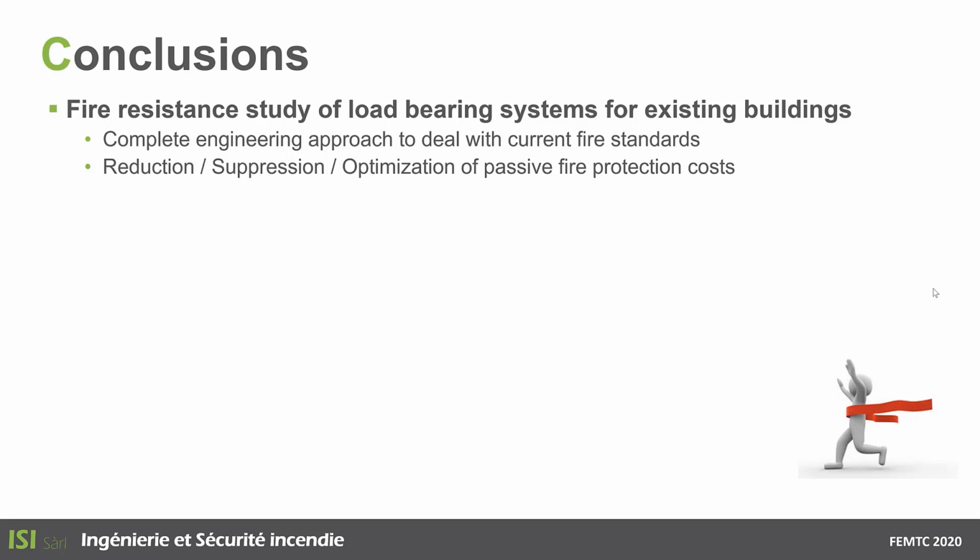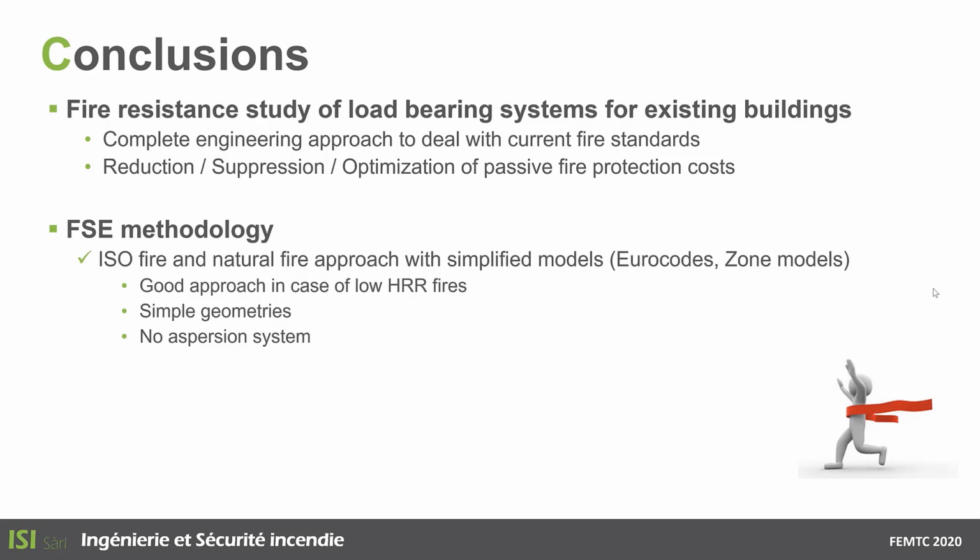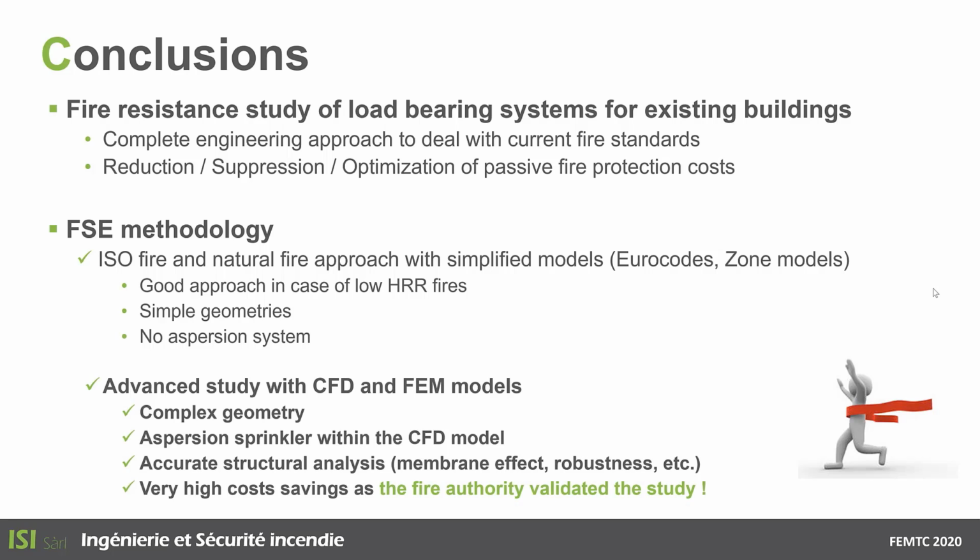The fire safety engineering methodology needs a first ISO fire approach with simplified models that is good for low heat release rate fire, simple geometry, and no sprinkler in the system. When this is more complex, you need to start with CFD analysis and FEM model for the structure. This allows to study complex geometry, add the sprinkler in the CFD model, and have an accurate structural analysis, including membrane effect, robustness of the structure, etc.